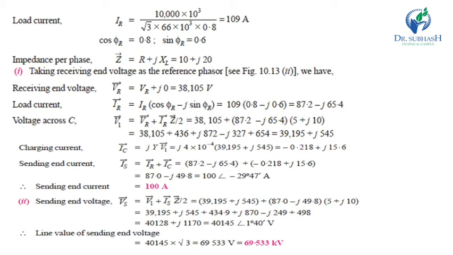Now we calculate the receiving end voltage with the help of the phasor diagram. The receiving end voltage is taken as the reference, so the angle is 0, and the vector value of the voltage has a magnitude of 38,105 volt. Now the load current IR is equal to IR into cos phi R minus j sin phi R.